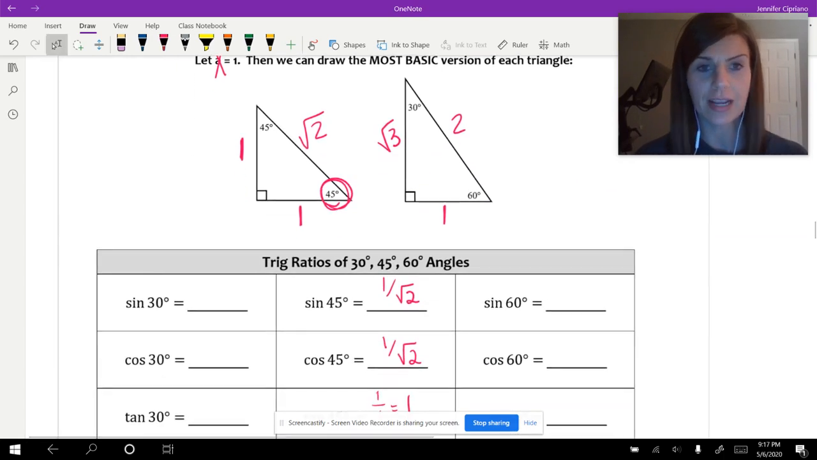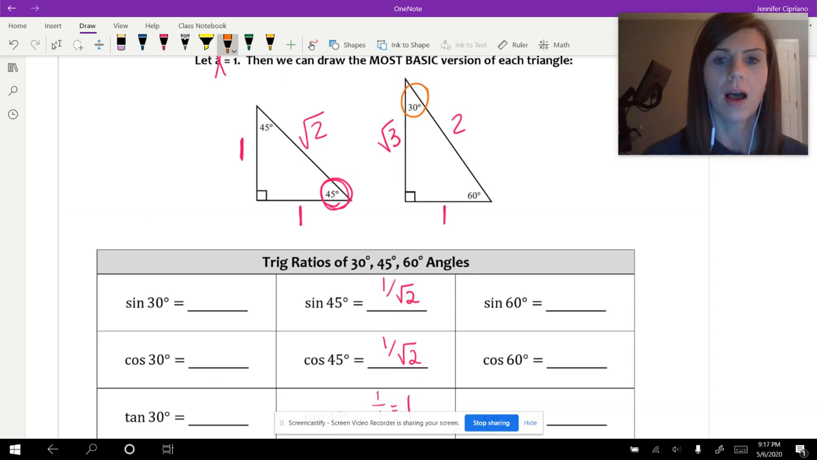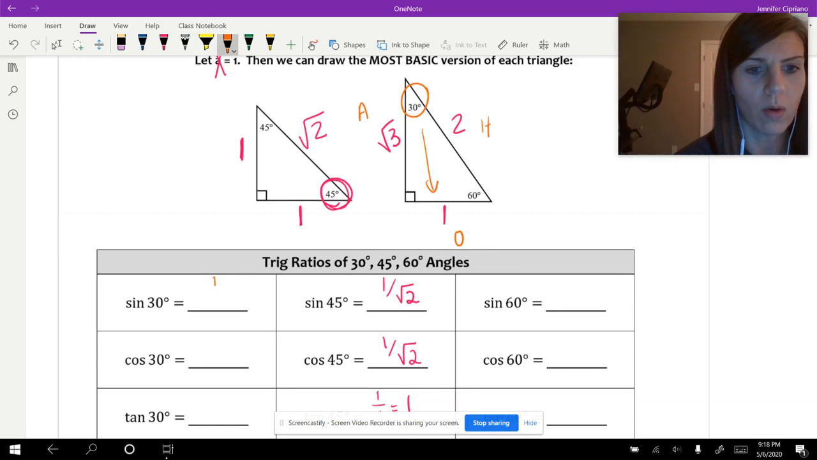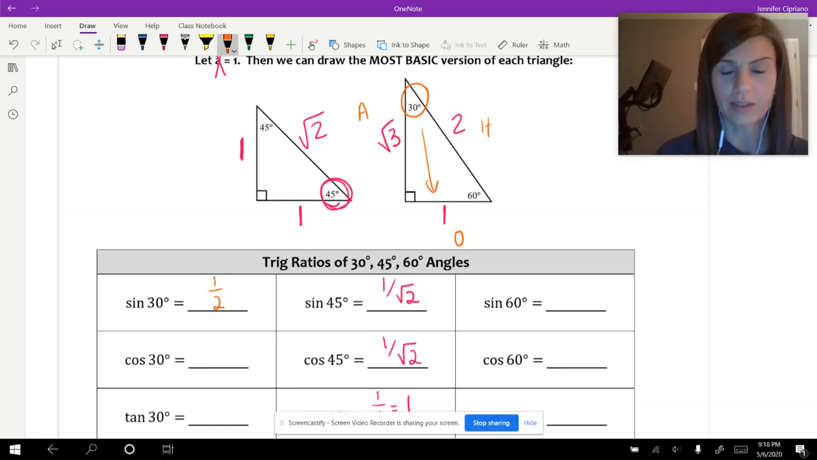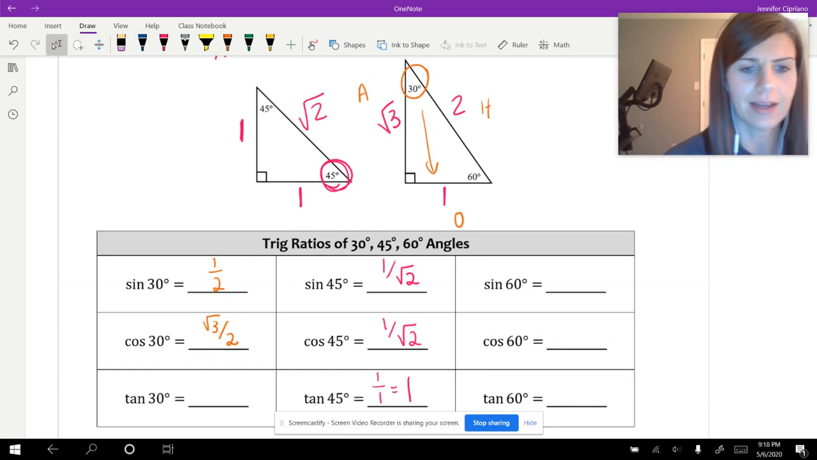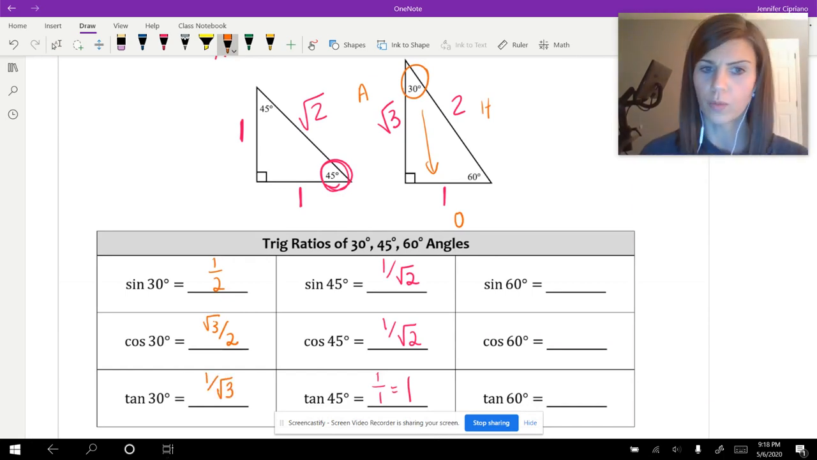So for 30 degrees, if I'm looking at the 30-degree angle, the 1 is my opposite, the 2 is my hypotenuse, and the root 3 is my adjacent. So sine is going to be 1/2, opposite over hypotenuse. Cosine is going to be adjacent over hypotenuse, the square root of 3 over 2, and tangent is going to be opposite over adjacent, 1 over root 3.